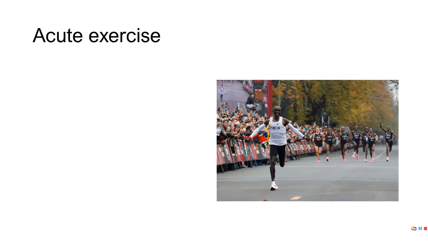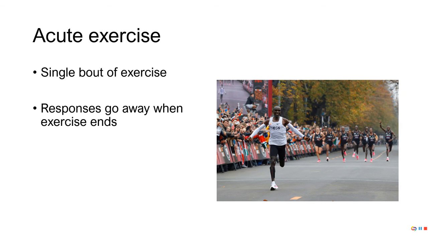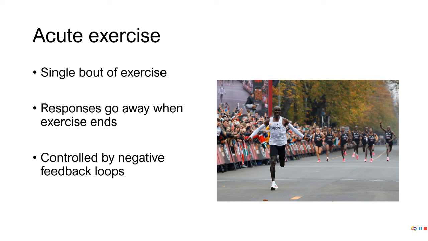To be clear, acute exercise is a single bout of exercise. Changes occur during the bout, but they go away once you finish exercising. These changes are controlled via negative feedback loops. For example, during exercise, heart rate is increased to help with oxygen delivery, but it returns to normal after you finish exercising.